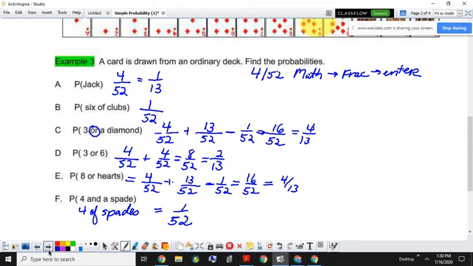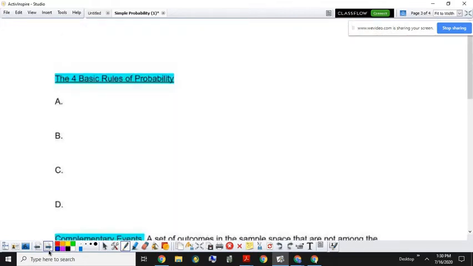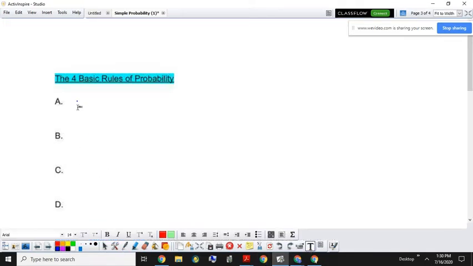Okay, next page. Your basic rules of probability. I'll put this in a little text box for you. Basic rules of probability. First one, the probability of an event has to go from 0 to 1. It has to be either a 0% chance or a 100% chance of happening, or anything in between.